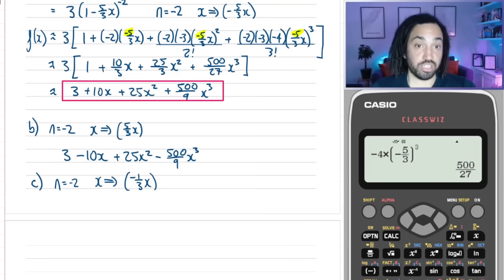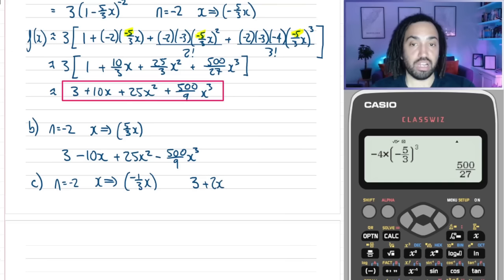So that means the first term, the 1, is again going to be unaffected. Times it by 3, it's going to be 3. The second term is going to be, that 5 is going to turn to a 1, so it's going to be 5 times smaller. So rather than 10, it's going to be 2x.